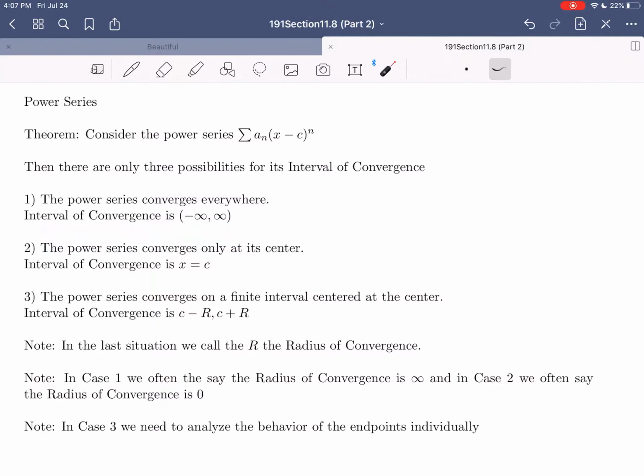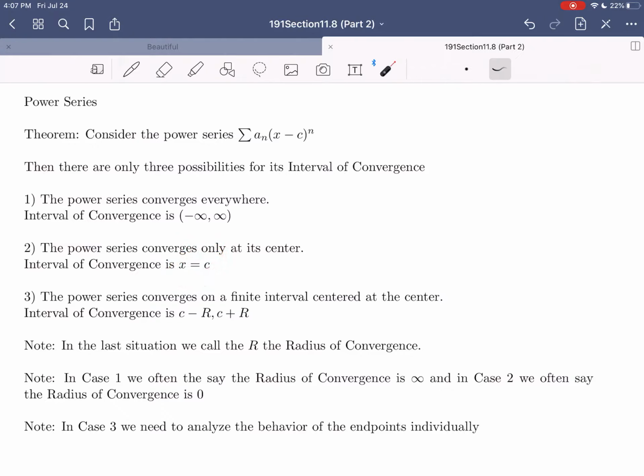The second possibility is that the power series converges only at its center. Remember, we discussed in the previous video that a power series is always going to converge at its center, because if you plug in x equals c into here, it's going to zero out all the terms there, so you're going to definitely get something that converges. So it is possible that the only spot that the power series converges at is at the center. If that's the case, then the interval of convergence is just the single value x equals c.